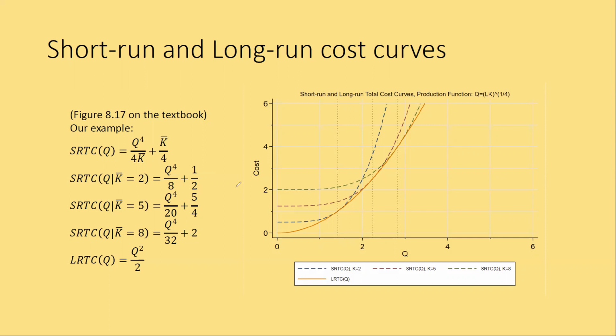Those correspond to the 3 dashed lines on the graph on the right. And last, we've also calculated the long-run total cost curve for this production function and the input prices. That is Q squared divided by 2. And I've drawn it as the solid orange line on the graph on the right. And you might have observed an interesting fact: all the short-run total cost curves lie above the long-run total cost curve.